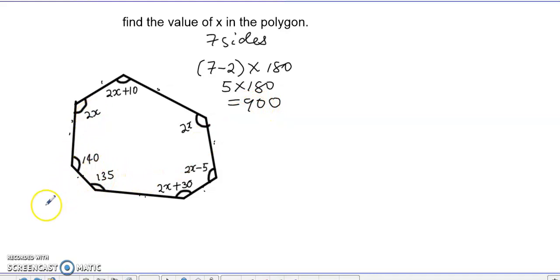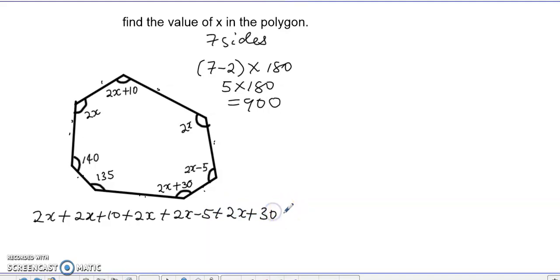So let me start from here. We have 2x plus 2x plus 10 plus 2x plus 2x minus 5 plus 2x plus 30 plus 135 plus 140.